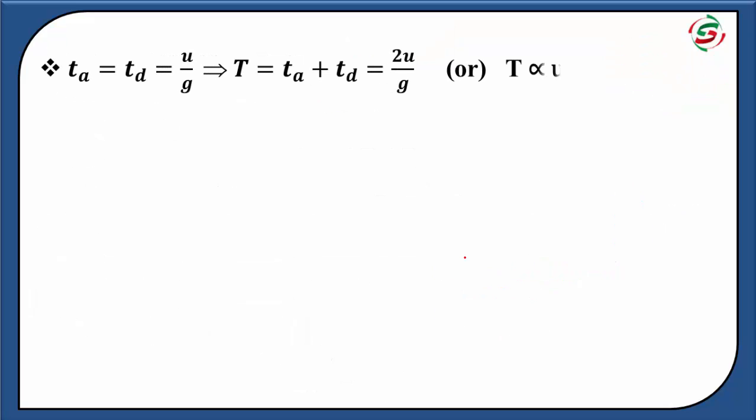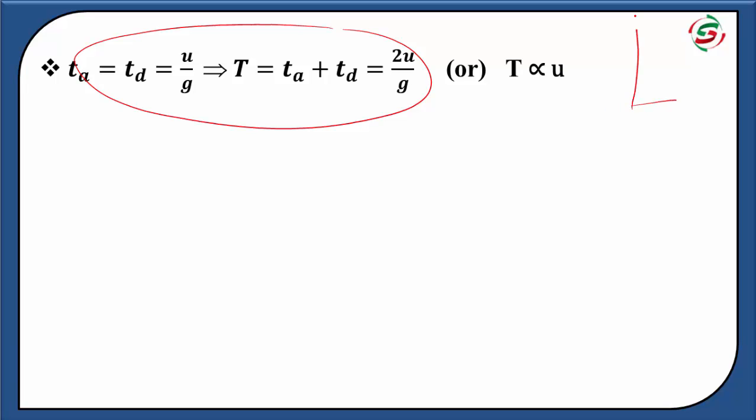TA and TD mean the time of ascent and time of descent. Remember this point also: time of ascent plus time of descent. Going from here to here takes u divided by g. Going upward we call it time of ascent, and coming back we call it time of descent. This is also u divided by g.